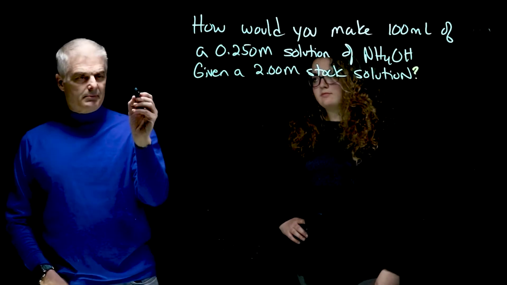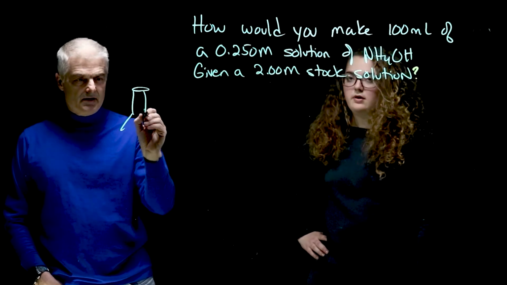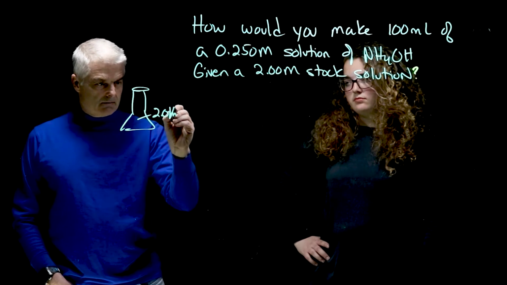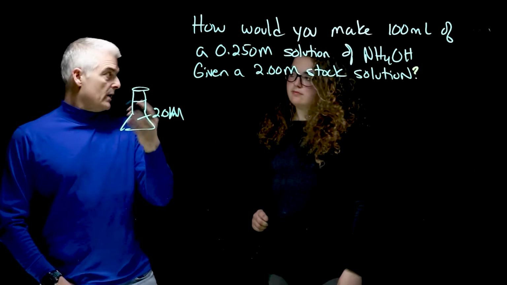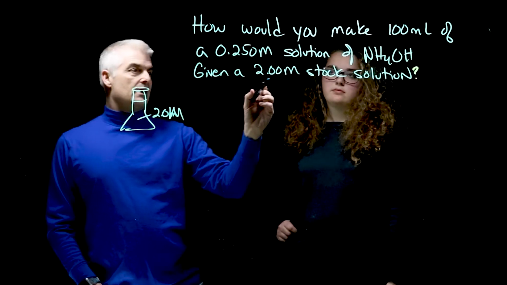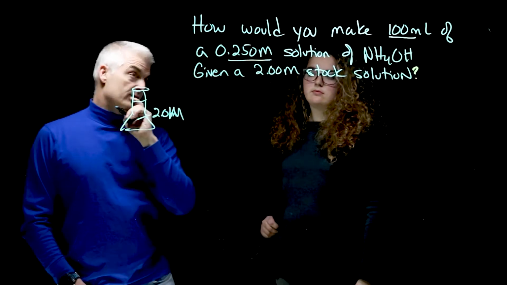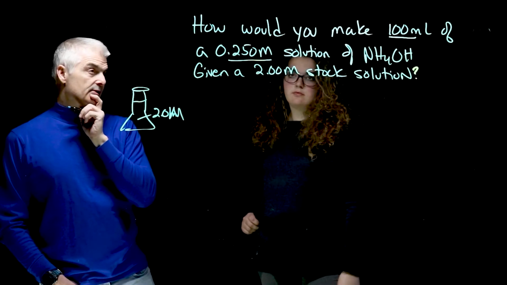So I'm trying to paint a picture. We've got a stock solution, right? A little beaker, and it's 2.0 molar, capital M. So we've got quite a lot of it, probably. But I need to make up 100 milliliters of a 0.25 molar solution.